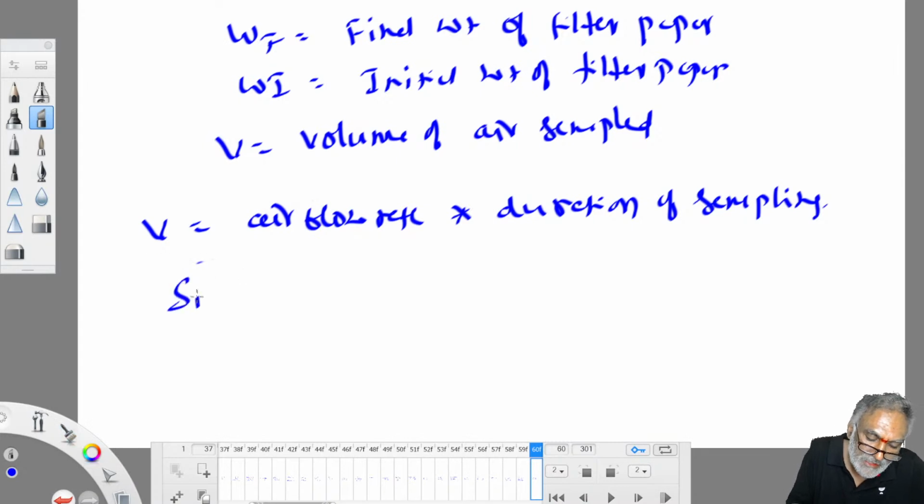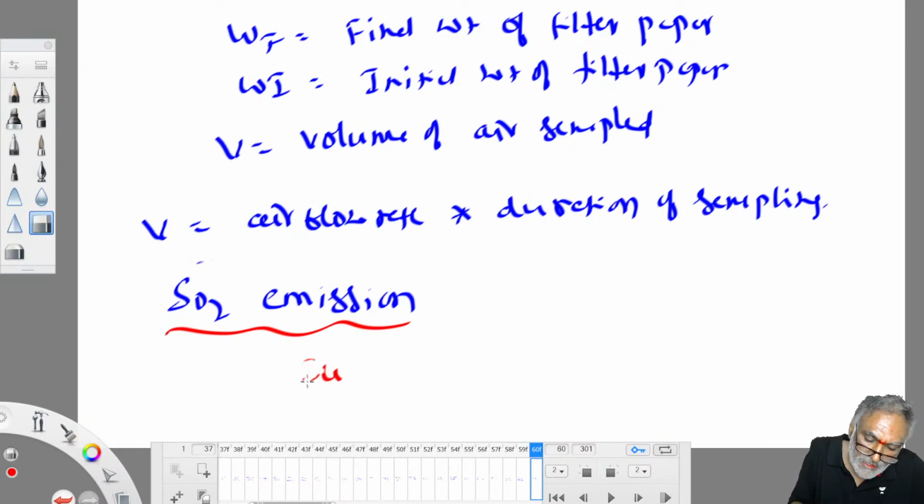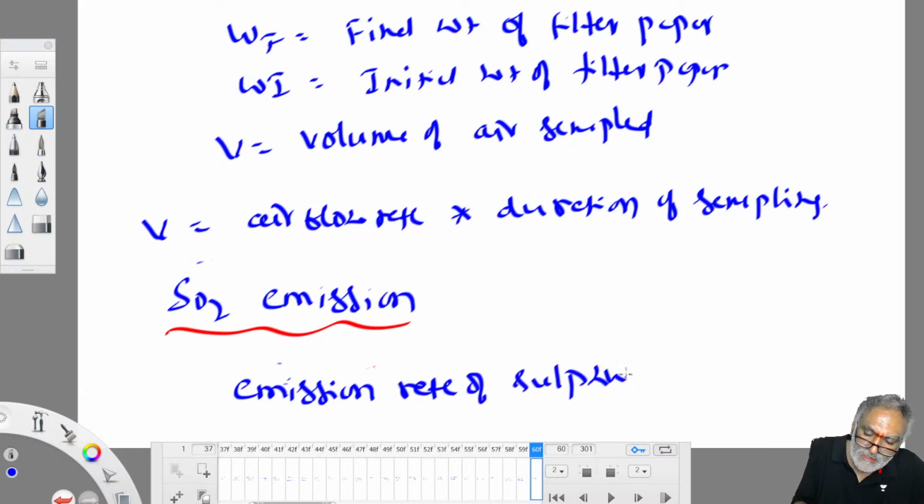Sulfur dioxide emission they are asking, sulfur dioxide emission from a thermal power station. For finding sulfur dioxide emission, first of all what do we work out? We work out the sulfur emission. By burning coal we get sulfur. First we find out the emission rate of sulfur, then sulfur dioxide you can easily get.